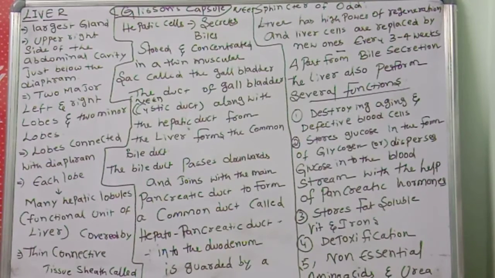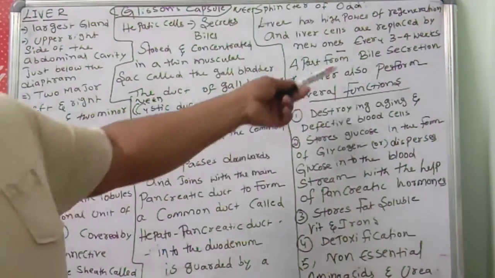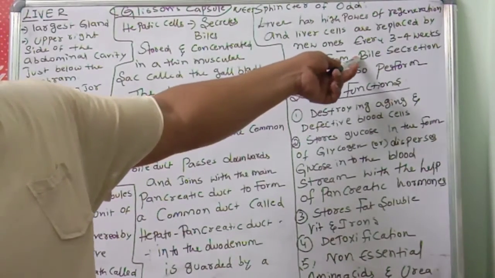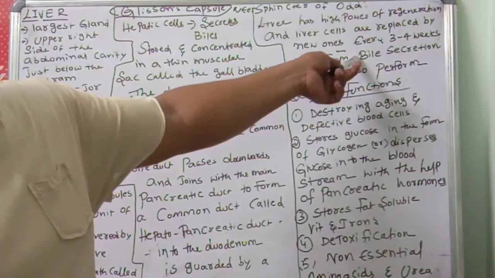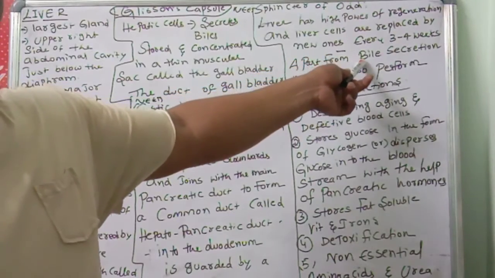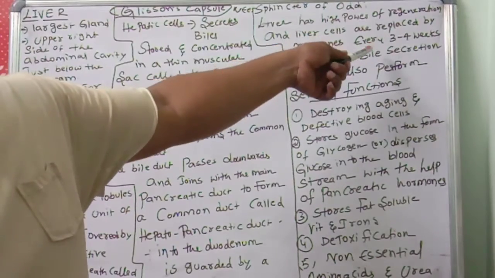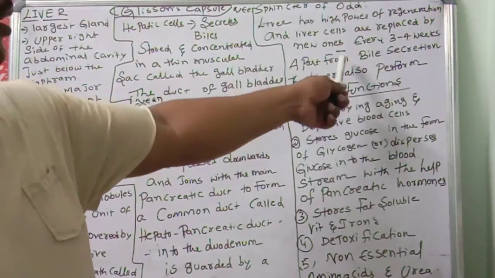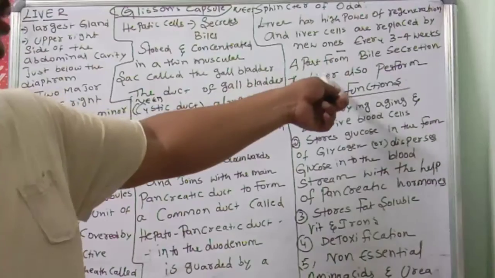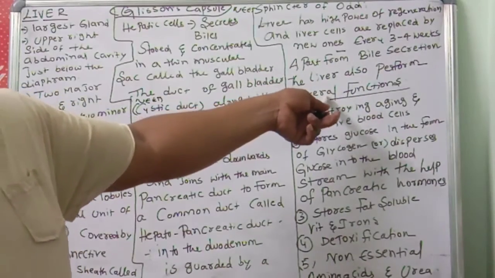Such a great regeneration power is there in the liver cells. Apart from the secretion of bile salts and bile pigments like sodium bilirubin, biliverdin, sodium chloride, sodium deoxycholate, which are helpful for fat digestion and emulsification, the liver also performs several functions.